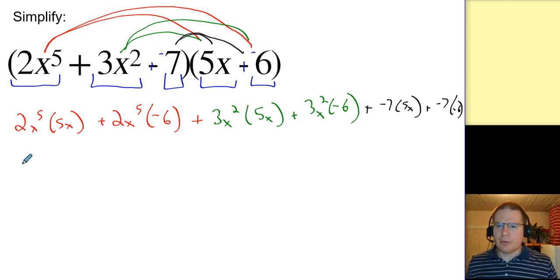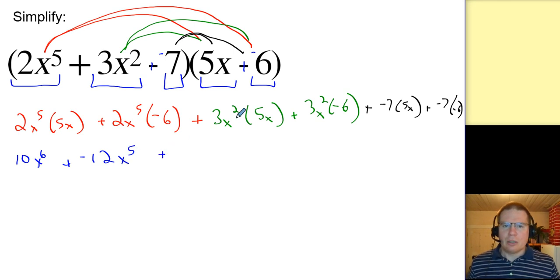So 2 times 5 is 10, times 5x's, here's one more, so times 6x's altogether. Then here, 2 times 6 is 12, and I don't have any more x's, so I just have x to the 5th. Now I've got 3 times 5 is 15, x squared times another x, that's x to the 3rd power. Then I have 3x squared times negative 6, so 3 times 6 is 18. Negative, right, because I have a single negative here, x squared.